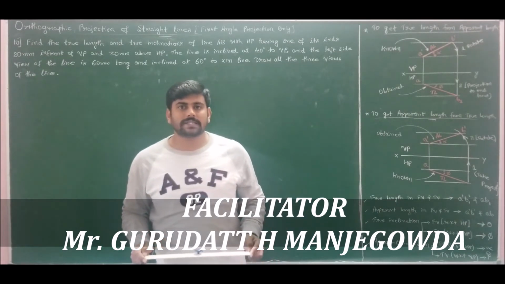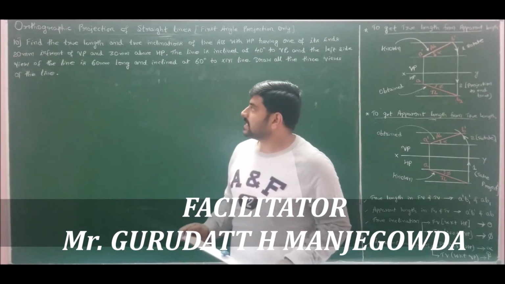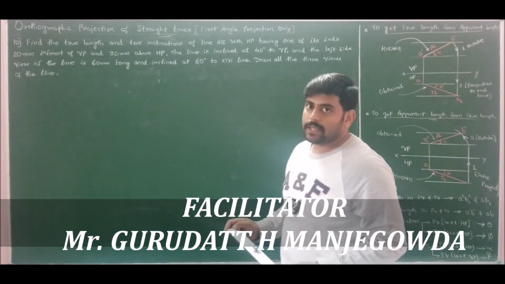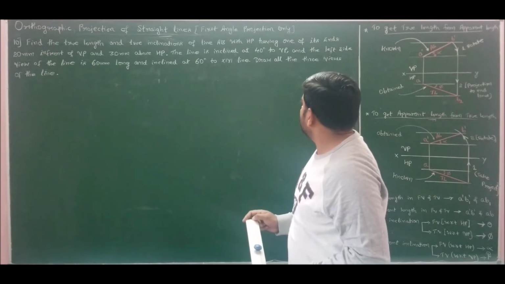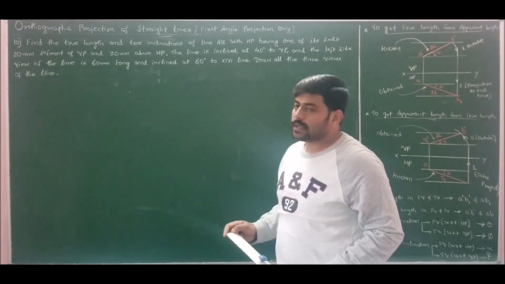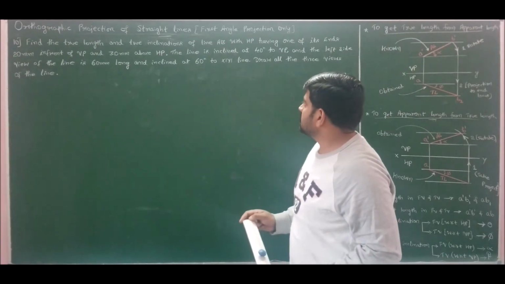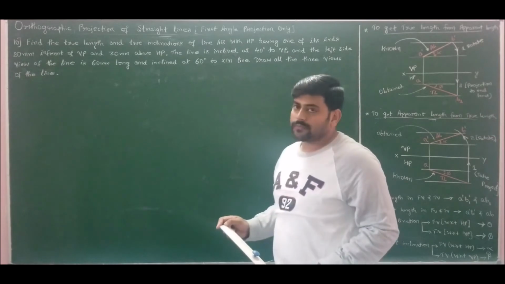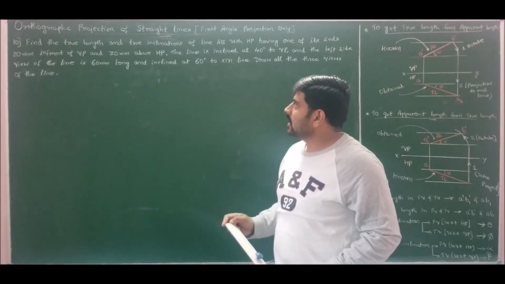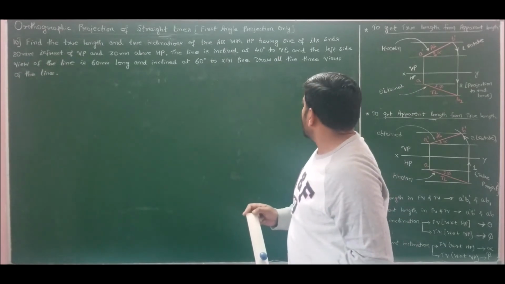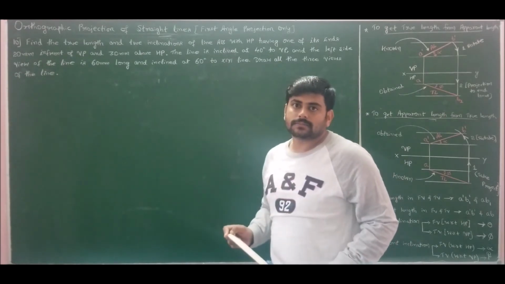Problem number 10 of our discussion states: find the true length and true inclinations of line AB with horizontal plane, having one of its ends 20 mm in front of VP and 30 mm above HP. The line is inclined at 40 degrees to VP and the left side view of the line is 60 mm long and inclined at 60 degrees to x1y1 line. Draw all three views of the line.